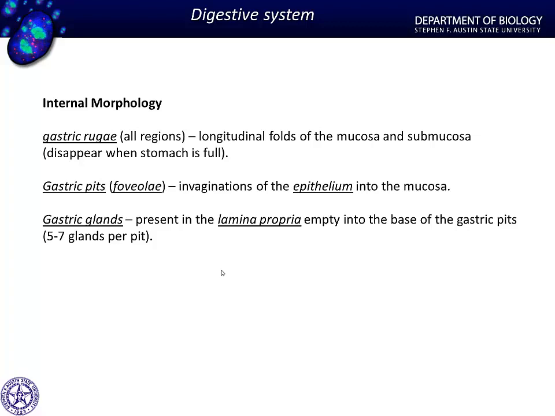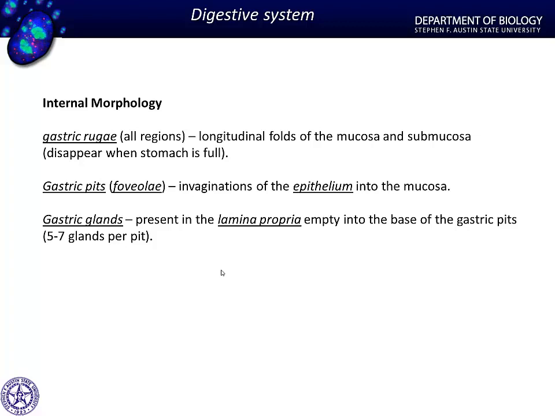And basically, when you try to fold up a large balloon, you're going to have these creases and folds that you produce when you get it into a small space. So these gastric rugae are going to be folds of the mucosa and submucosa that will allow the stomach to really stretch and distend when it comes full with that 1.5 liters of material.